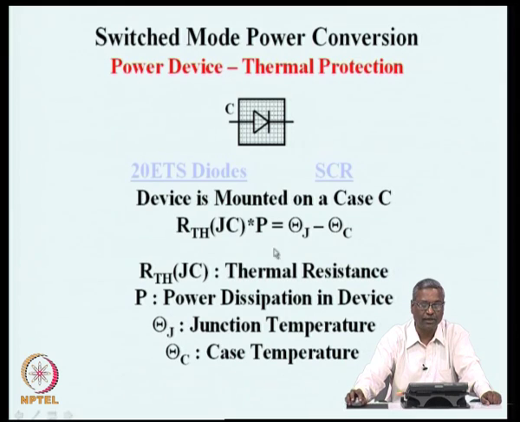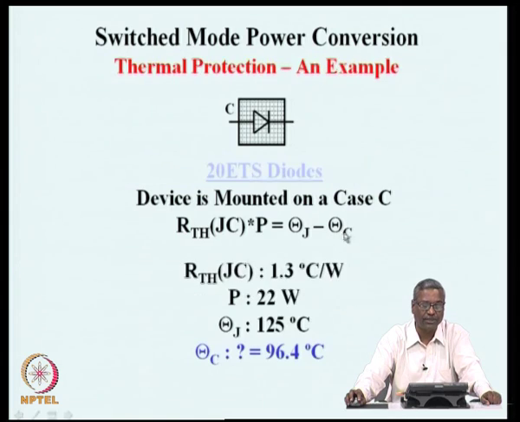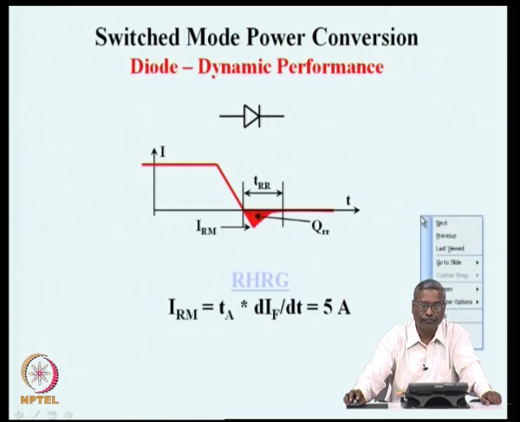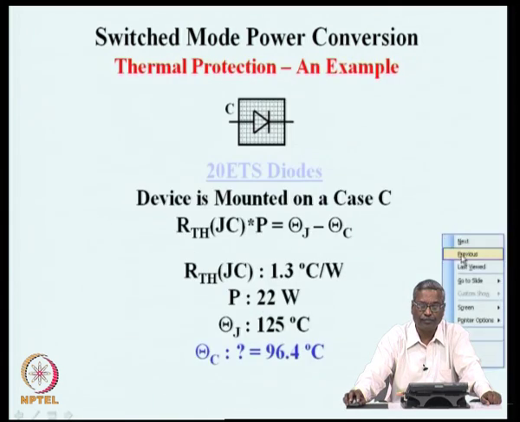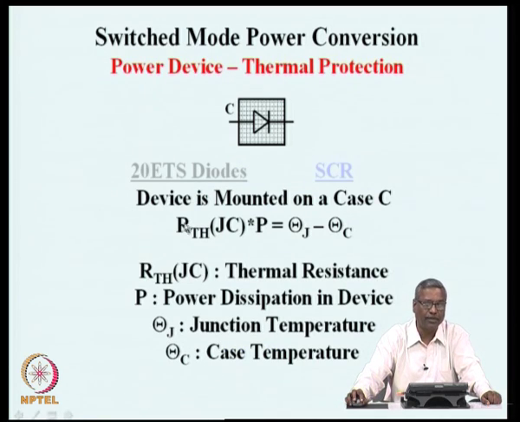This is a mathematical relationship between the junction temperature, case temperature, power dissipated, and also what is the device characteristics, what we had just now seen as 1.3 degree centigrade per watt. This RTH is defined as thermal resistance, P is the power dissipation in the device, theta J is the junction temperature, theta C is the case temperature.